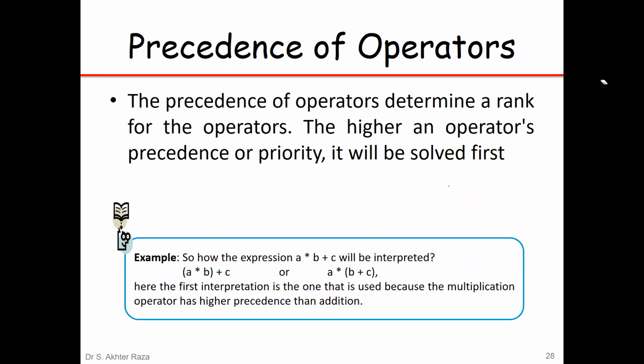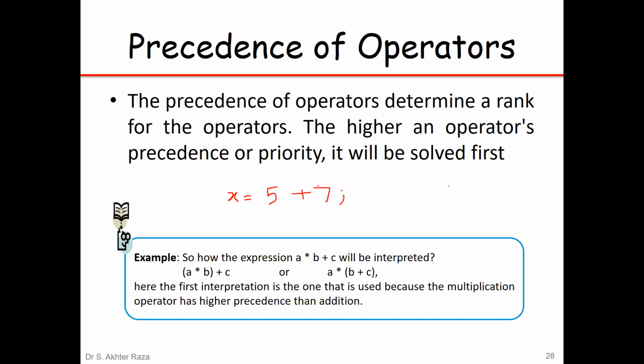Suppose I have a very simple statement. That simple statement is x = 5 + 7. Now in this statement, I have two operators. One operator is plus and the other operator is equal to. So which will be solved first, plus or equal to? According to the precedence, the plus will be solved first and then the value will be assigned. The value of 5 + 7 will be assigned to x.